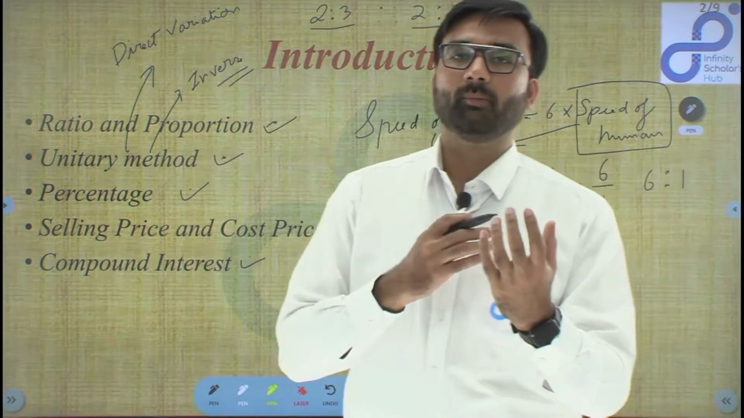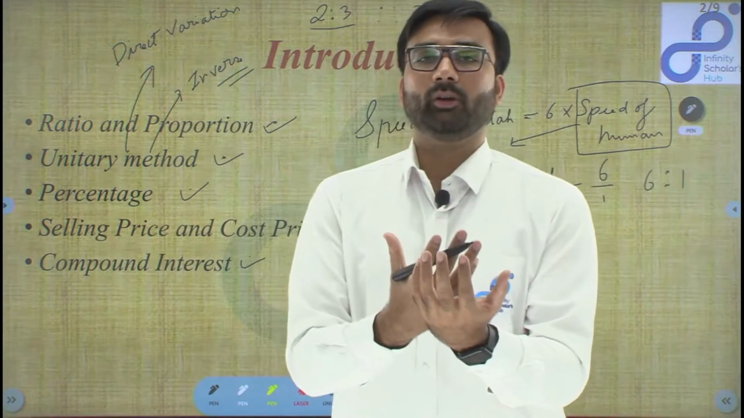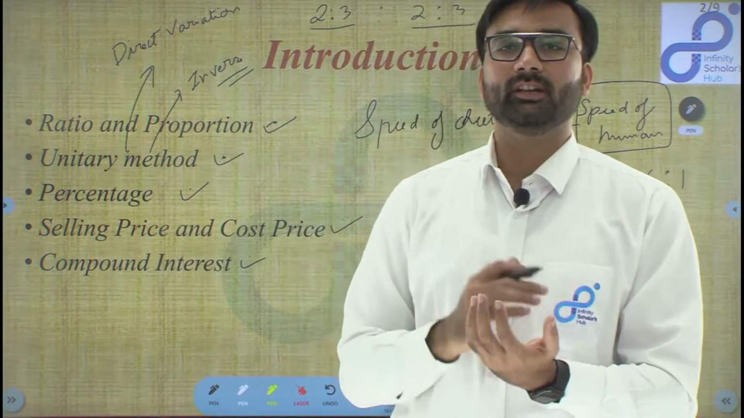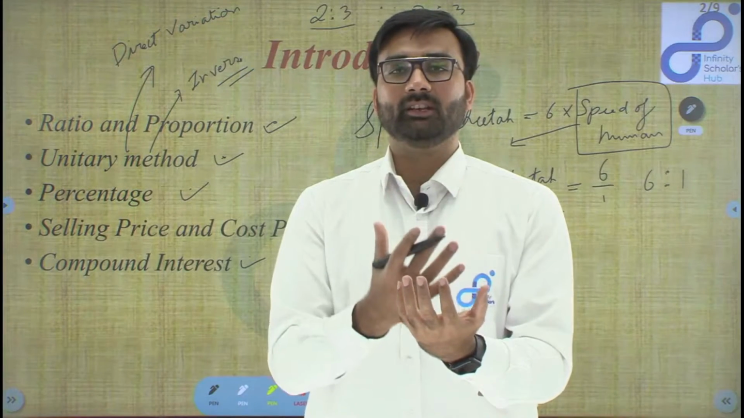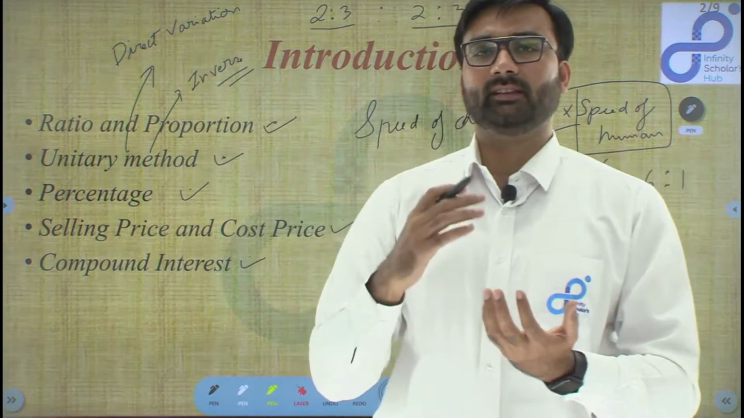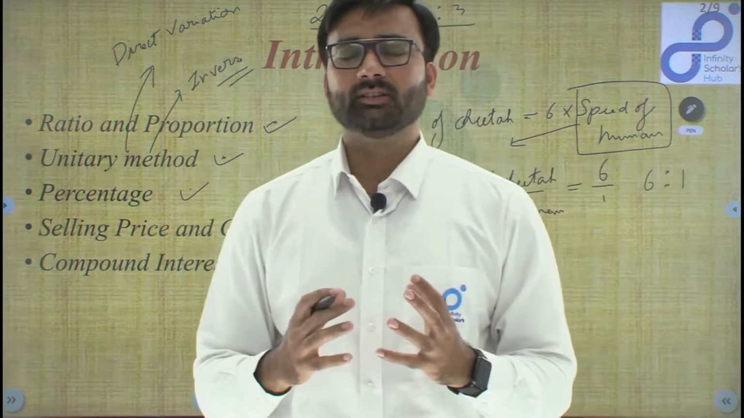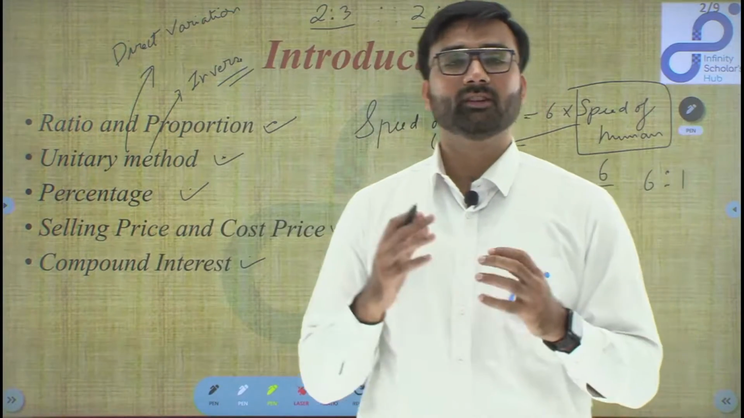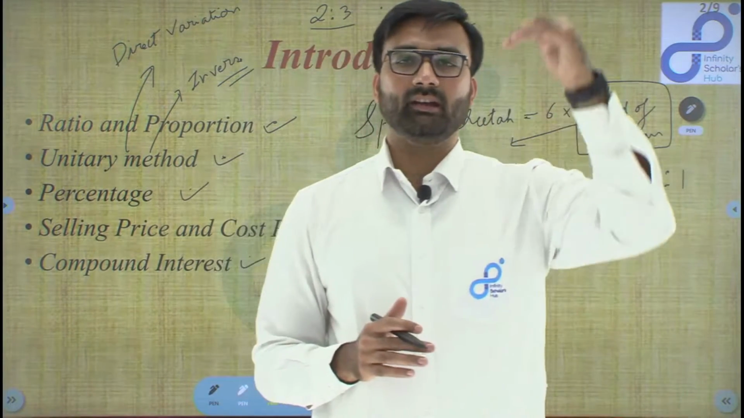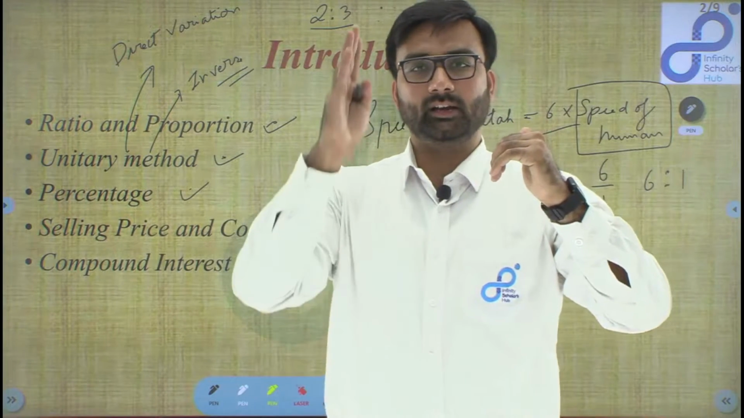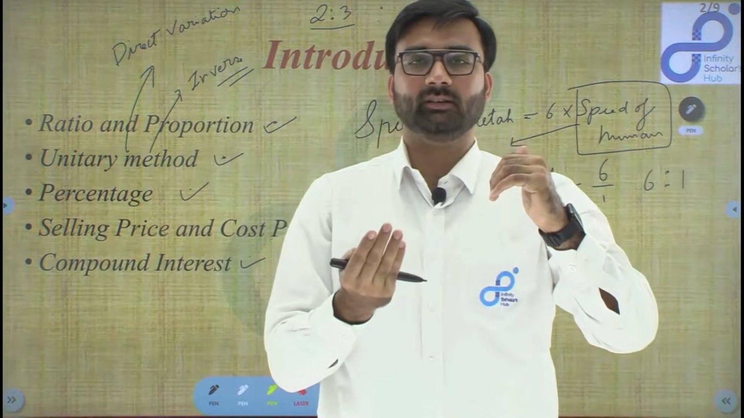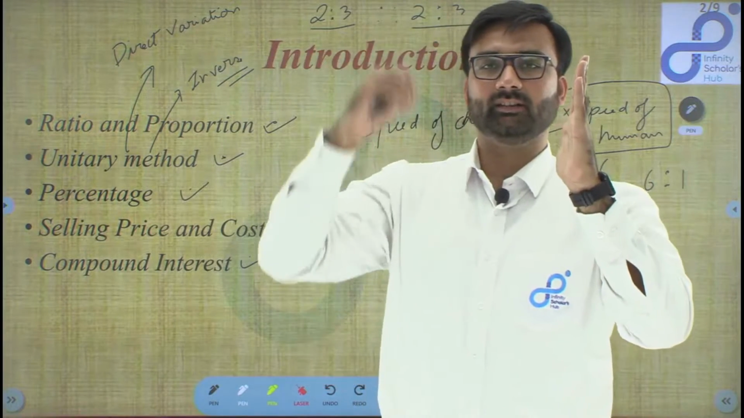The other quantity is decreasing. That means when I am increasing the number of men, the time required is decreasing. So this is an example of inverse variation. In inverse variation, what happens is that if one quantity decreases, the other increases, or vice versa. One quantity will increase, the other will decrease.